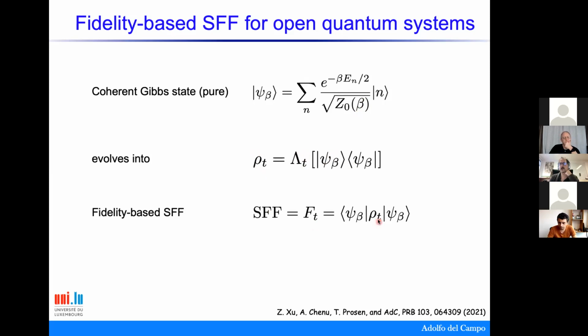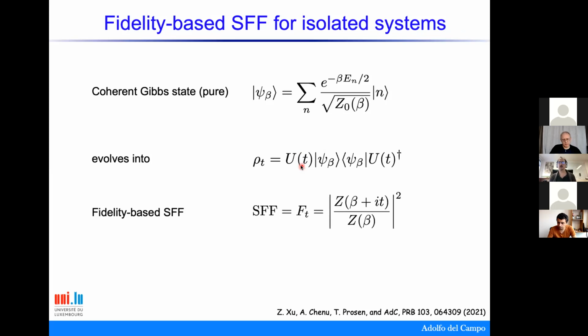I motivated this from a historical perspective and from a quantum information perspective. Why is this a good idea? Well, at the very least, if the dynamics is isolated, then my channel is just conjugation by a unitary, and I do get back the standard definition of the spectral form factor, being the absolute square value of the analytically continued partition function.